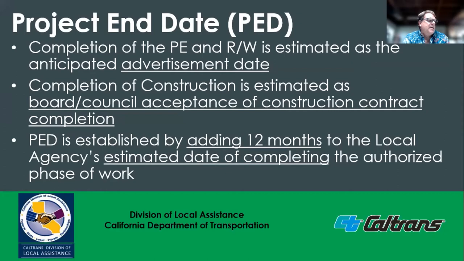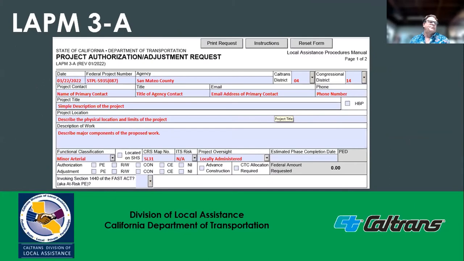Invoicing needs to be submitted within 120 calendar days of the PED for FHWA to consider it eligible for reimbursement. Again, work performed after the PED is not eligible for reimbursement. When you enter the estimated phase completion date, in this case, March 2023, the PED is automatically calculated by adding 12 months.